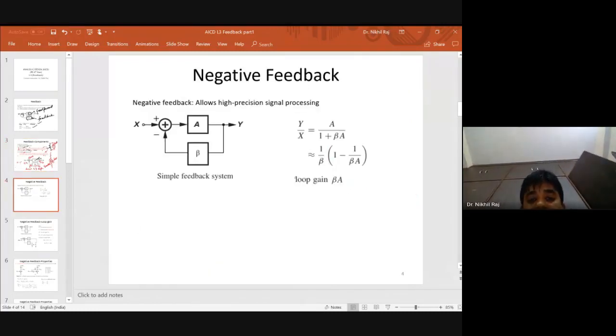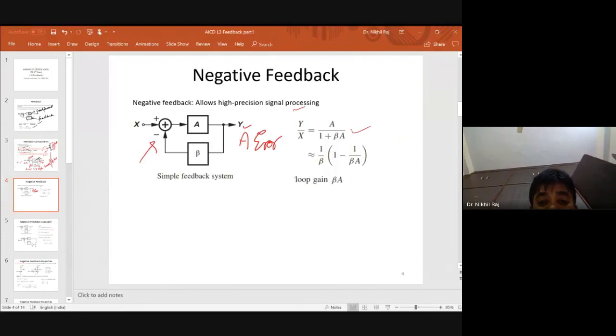Okay, so negative feedback allows high precision, as I already told. So I want to calculate what will be the transfer function of this particular block. So transfer function means y will be your A multiplied by the error signal. So what is error here? This is the error which is given by here A into beta.